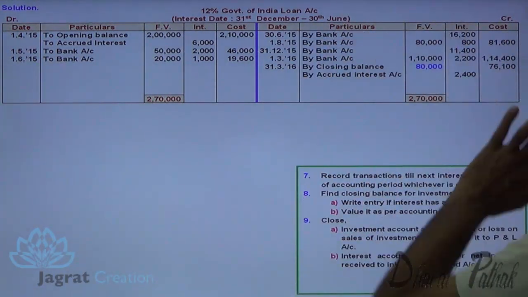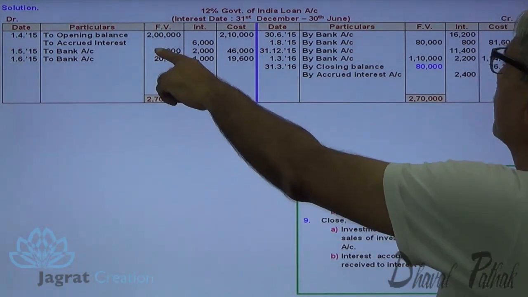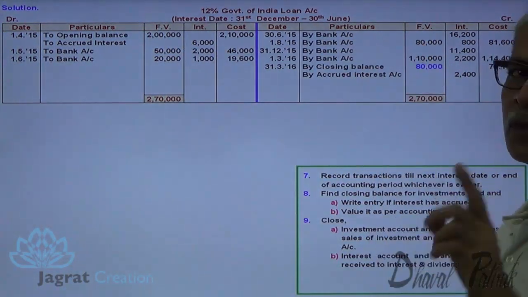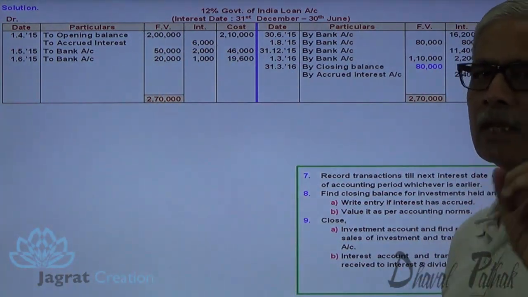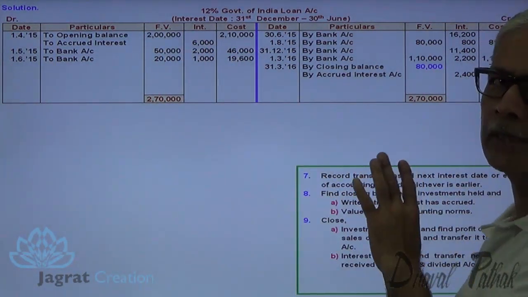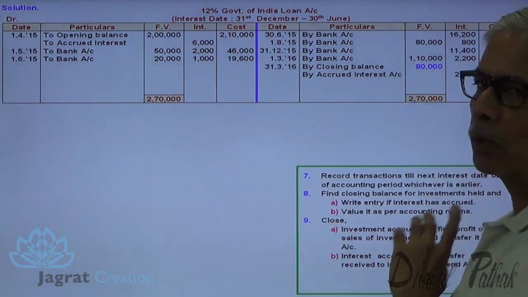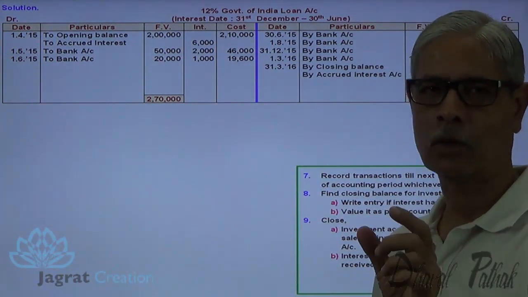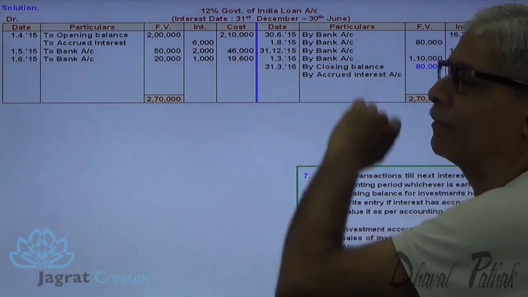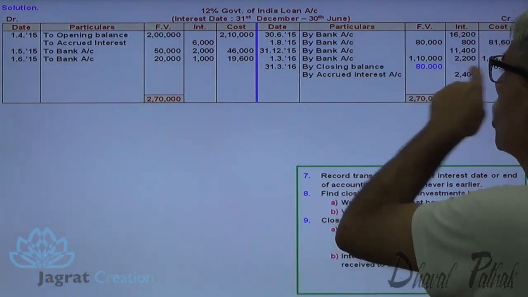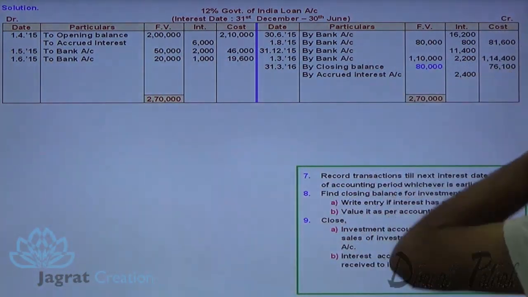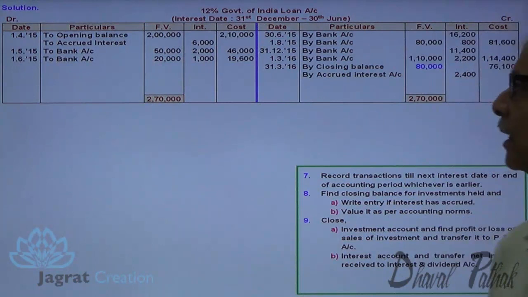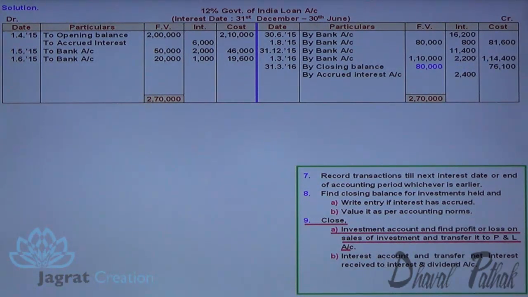So this is the original sum that I got from 2 lakhs. First out 80,000, 1,20,000 left. From 1,20,000, 1,10,000 given, 10,000 left. I have found out the cost of 10,000. 2 lakh face value cost is 2 lakh 10,000. How much for 10,000? I got the cost. To that I have added the subsequent purchases. So I will get the total cost of 80,000. So 10,500 plus 46,000 plus 19,600, 80,000 cost is 76,100. Now close investment account and interest account.